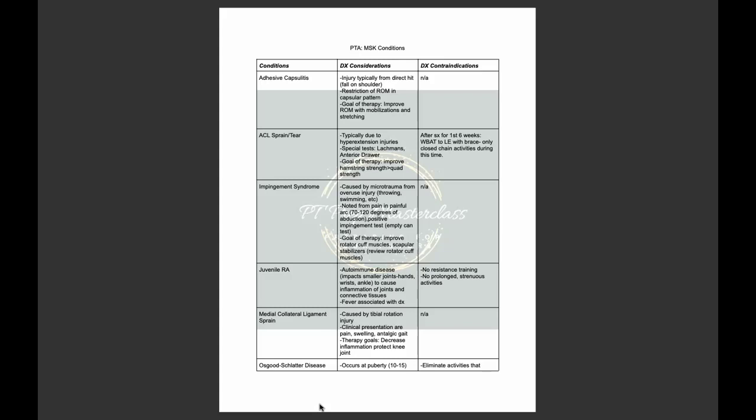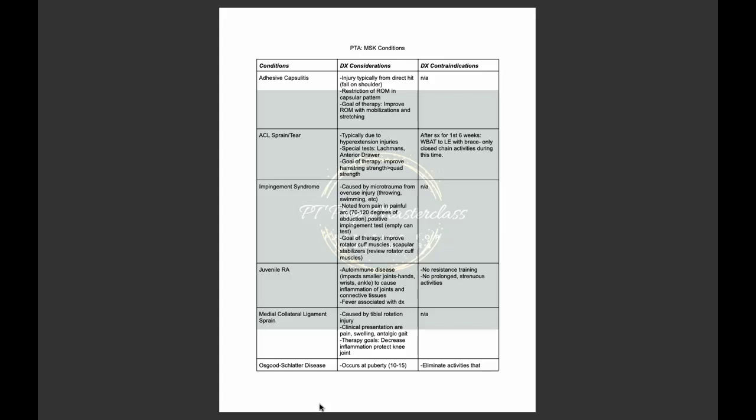So remember, rheumatoid arthritis, with it being an autoimmune disorder, is going to impact the system overall. And so you could have fever, malaise, lethargy that's going to be associated with this diagnosis. Contraindications: you're not going to want to perform any resistance activities, no prolonged strenuous activities, and this is going to be during the time of exacerbation. So rheumatoid arthritis goes in cycles where it's active and then dormant. So it has exacerbation and remission phases.